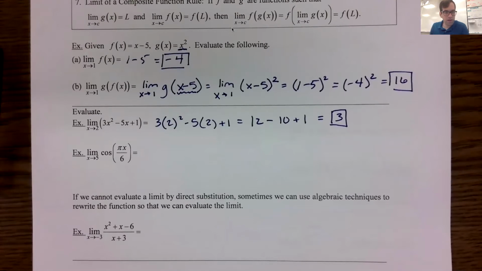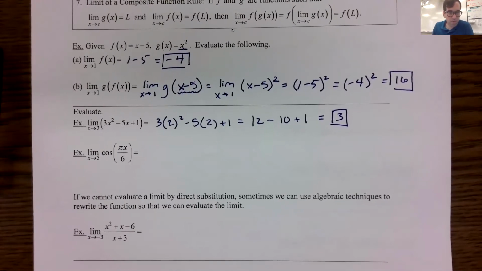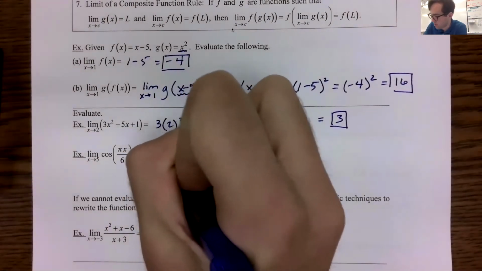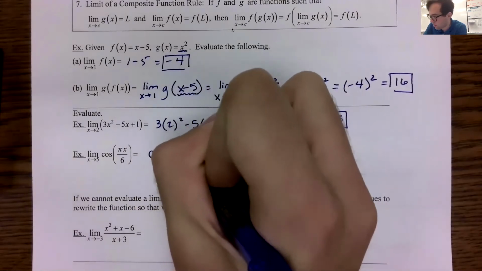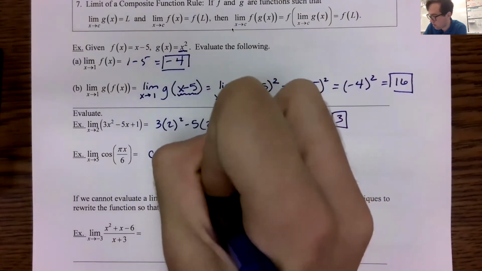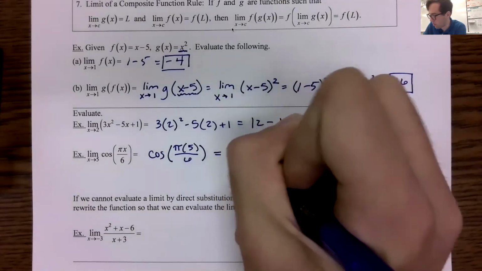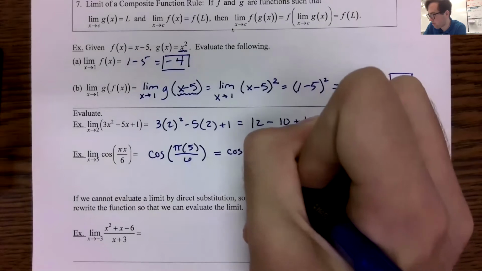Next example, the limit as x approaches 5 of cosine of pi x over 6. Okay, so thinking about our cosine graph, it's a cosine curve, it just kind of bounces up and down, right? There's no holes, no breaks. So we should be able to just plug 5 in for x. That just means we're looking for the cosine of 5 pi over 6.